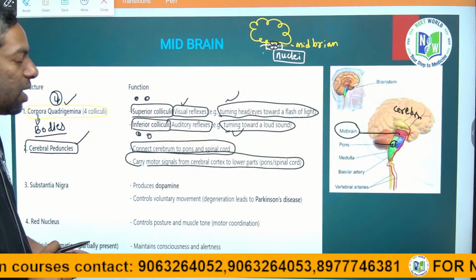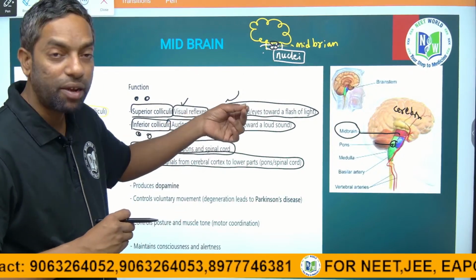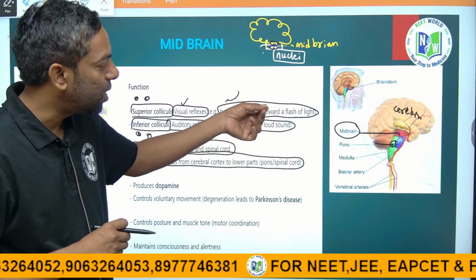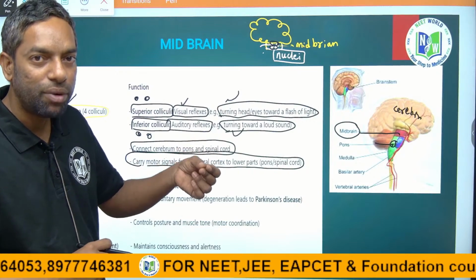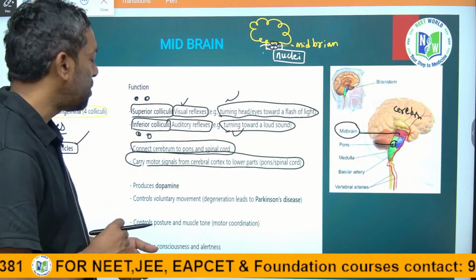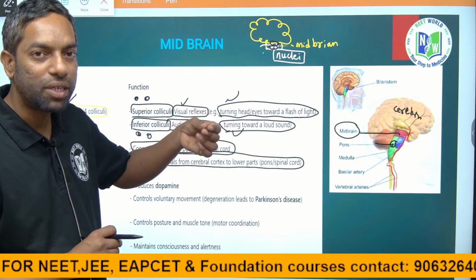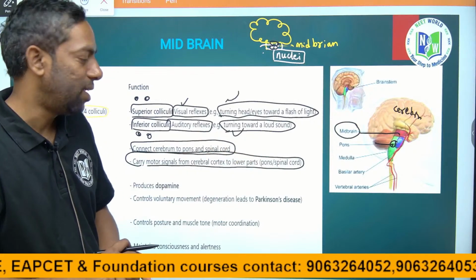What is the cerebral peduncle? It is the place that connects, like a bridge, from the cerebrum to the pons. In the midbrain there is a bridge connection which we call the cerebral peduncle. They can carry motor neuron information.